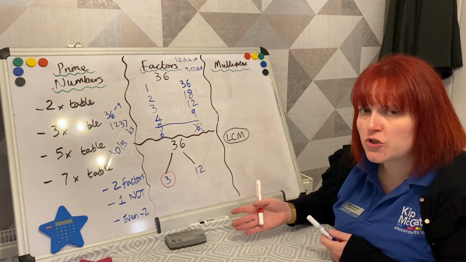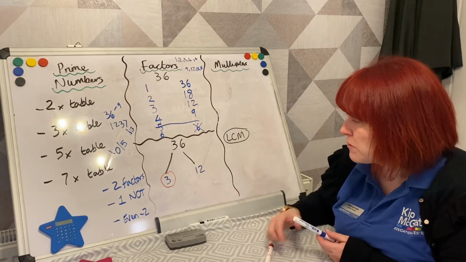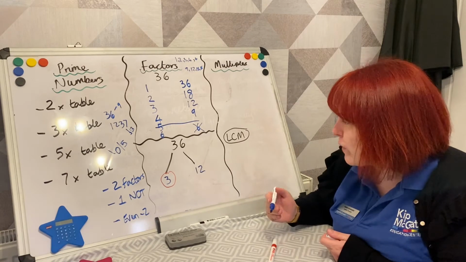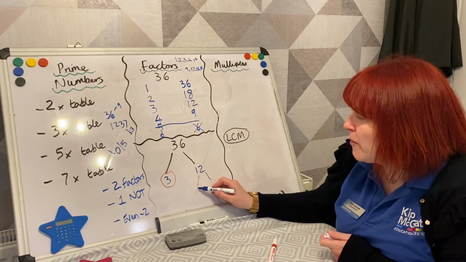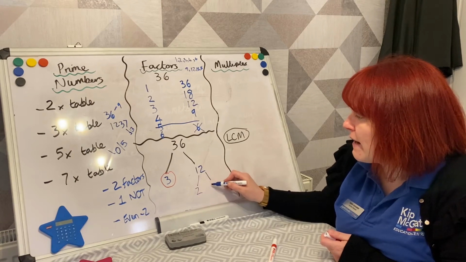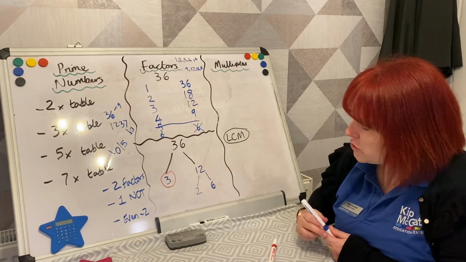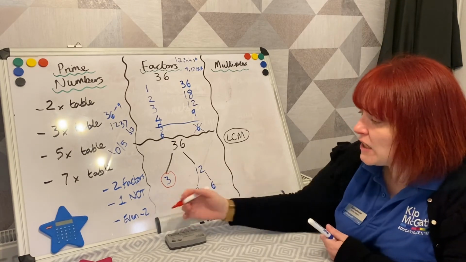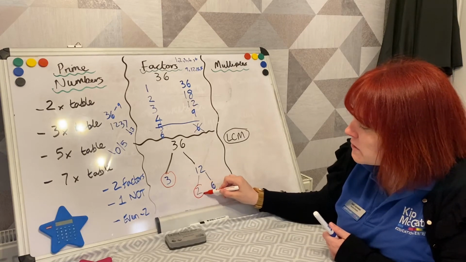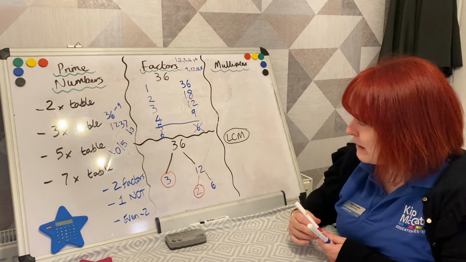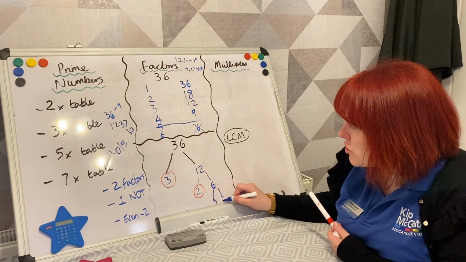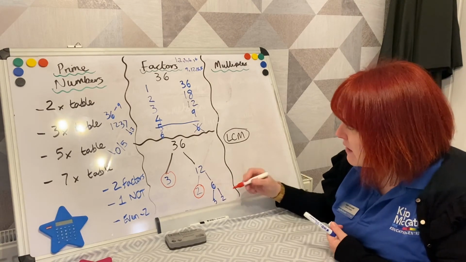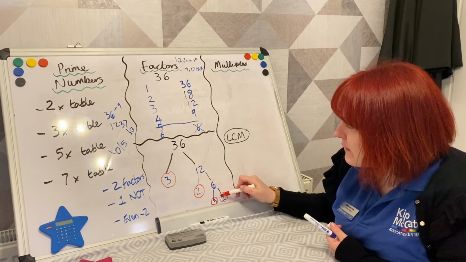Well, 12 I know does have other numbers that go into it. So what numbers go into 12? Well, we can have 2 and 6, or we can have 3 and 4. I'm going to go with 2 and 6. So 2 I know is the only even prime number, so it gets circled. 6 is not prime, so it gets split up further by 3 and 2. And at that point, we've got all prime numbers at the end of our branches.